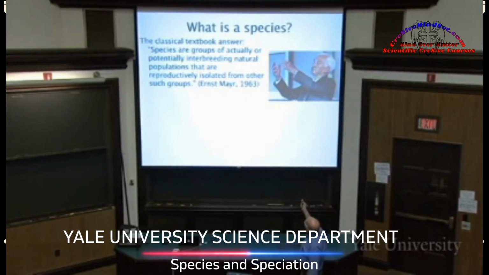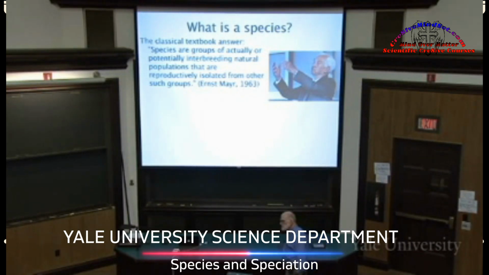Now, his definition of what a species is, this is from a version of a book that he wrote in 1963, but he had been working on this idea from about 1937. And his idea was that a species is a group of actually or potentially interbreeding natural populations that are reproductively isolated from other such groups.